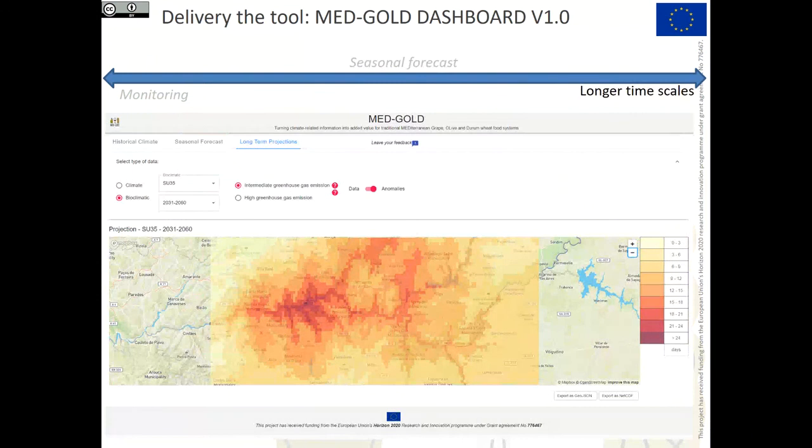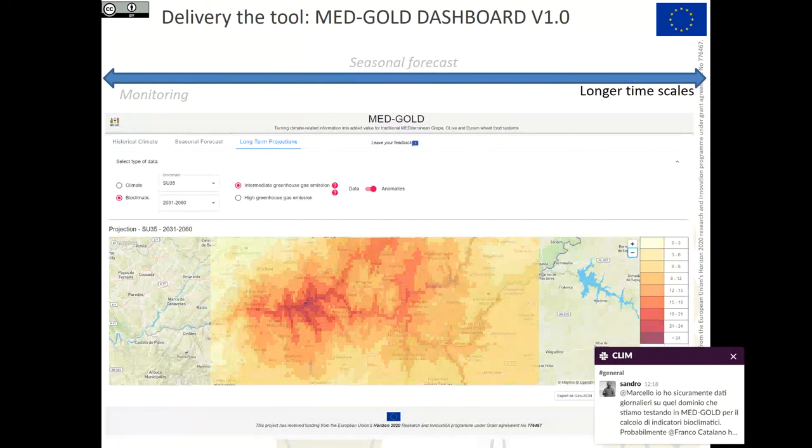And finally, an example of the climate projection. In this case, the bioclimatic indicator, summer days, and we are showing here the period 2031 up to 2060 with respect to the present climate, and then here they could have information about the possible future scenario for this climate information.